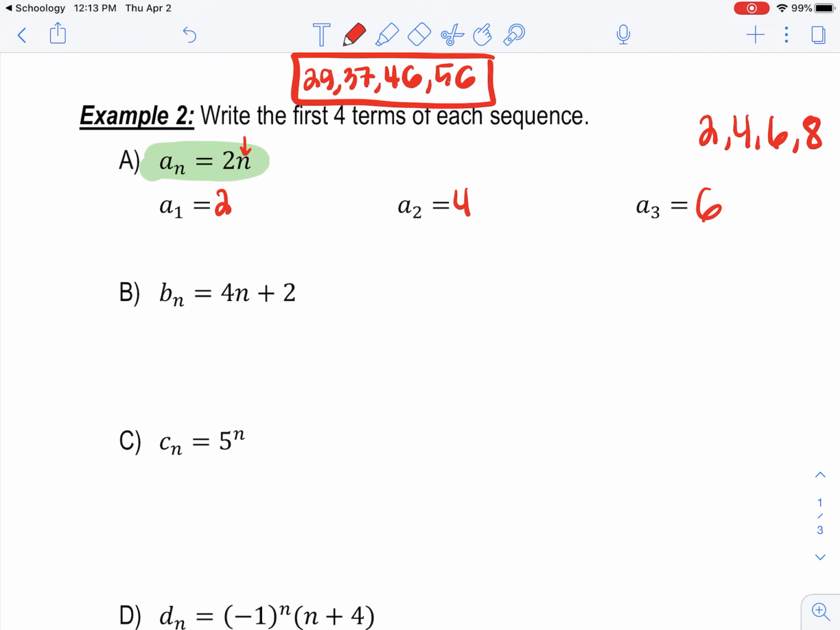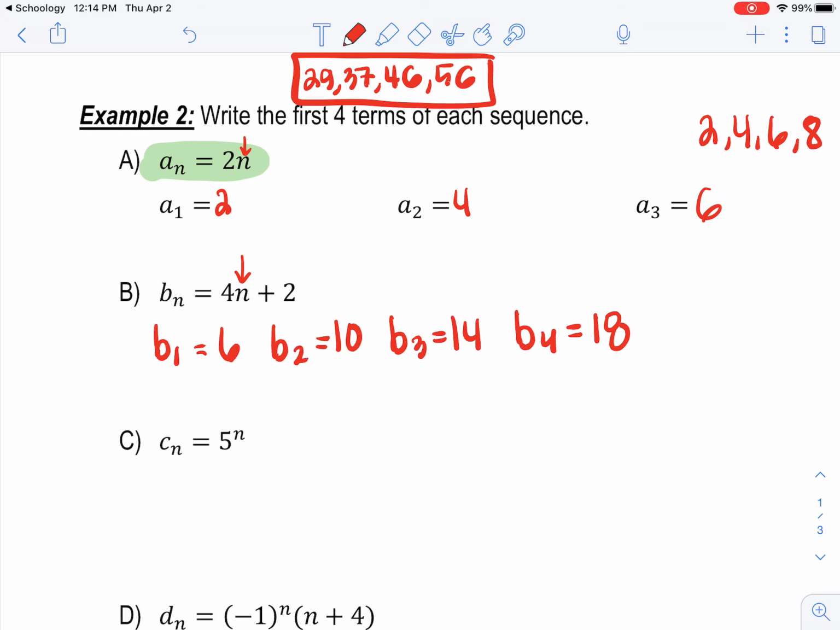All right, next one. We have b sub n is equal to 4 times n plus 2. So when I want to find b sub 1, I'm going to plug in 1 for n. 4 times 1 is 4 plus 2 is 6. b sub 2. 4 times 2 is 8. 8 plus 2 is 10. b sub 3. 4 times 3 is 12 plus 2 is 14. And then b sub 4. 4 times 4 is 16 plus 2 is 18.